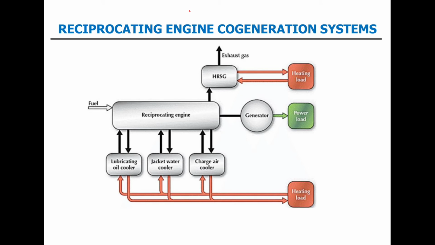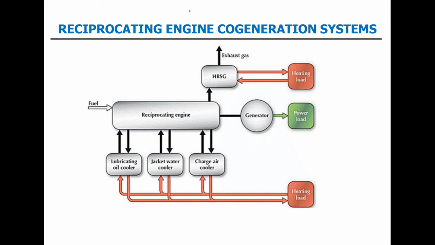Reciprocating engine cogeneration system. Here, the reciprocating engine is located near the generator. The generator is also coupled with the reciprocating engine shaft, and the lubricating oil cooler enters and exits through the lubricating unit, and the jacket water cooler is also located near the reciprocating engine. The charge air cooler also enters and exits from the reciprocating engine, as well as the heating load.